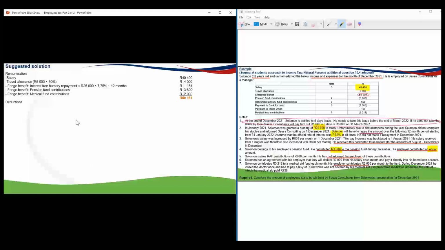Solomon made contributions to the pension fund, and therefore his contributions, as well as contributions made by the employer on his behalf, will be considered in the calculations as these are allowed deductions. So remember that 3,600 that we included in remuneration over here is deemed to be a contribution that was made by the taxpayer. Hence, we take their contribution as well as the employer's contribution, which comes up to a total contribution of 7,200.